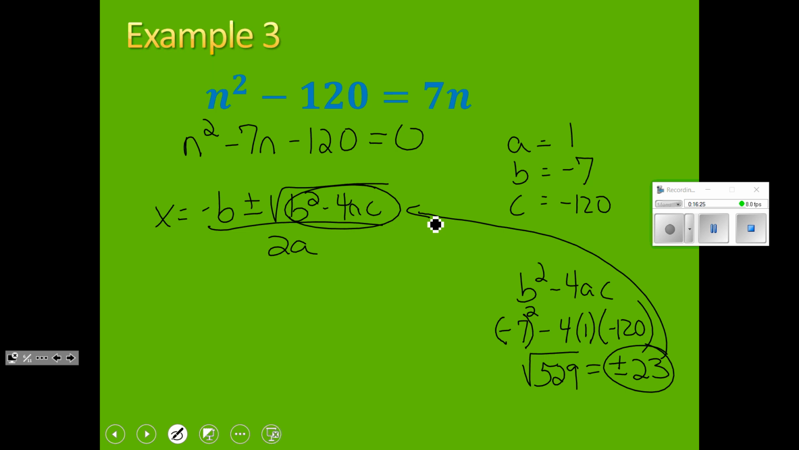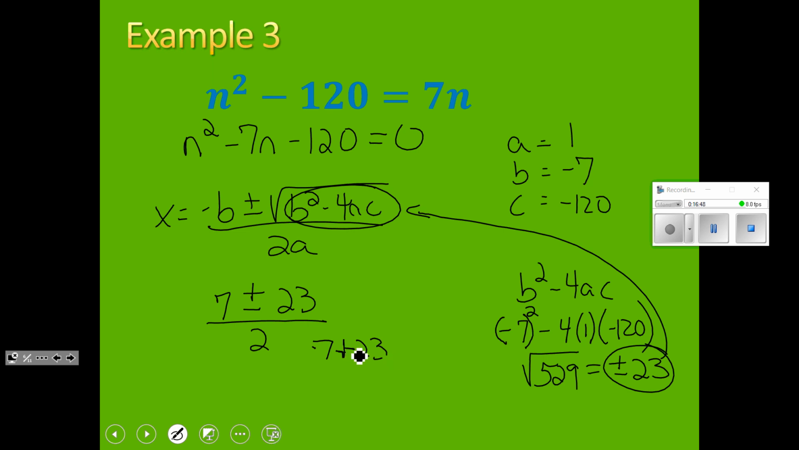So the opposite of b. Now, when I plug in negative and then a negative 7, that's going to be positive 7, plus or minus 23, divided by 2 times 1, or 2. I can keep going with this one because you can actually add 7 and 23.